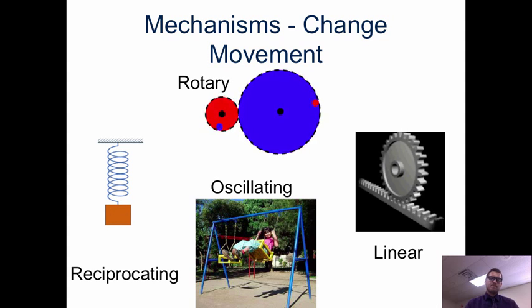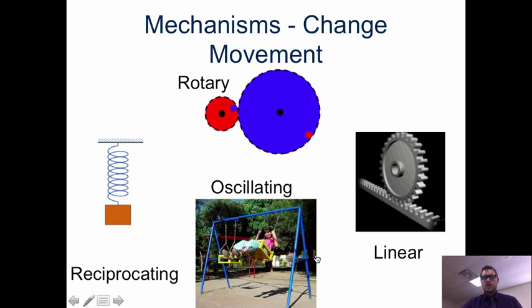Mechanisms. The movements, we have rotary movement, oscillating, linear, and reciprocating. Some of these, the spring here, it has a spring for reciprocating, but for this one I really want you to think of a reciprocating saw where the input is one constant motion but the output is reciprocating.